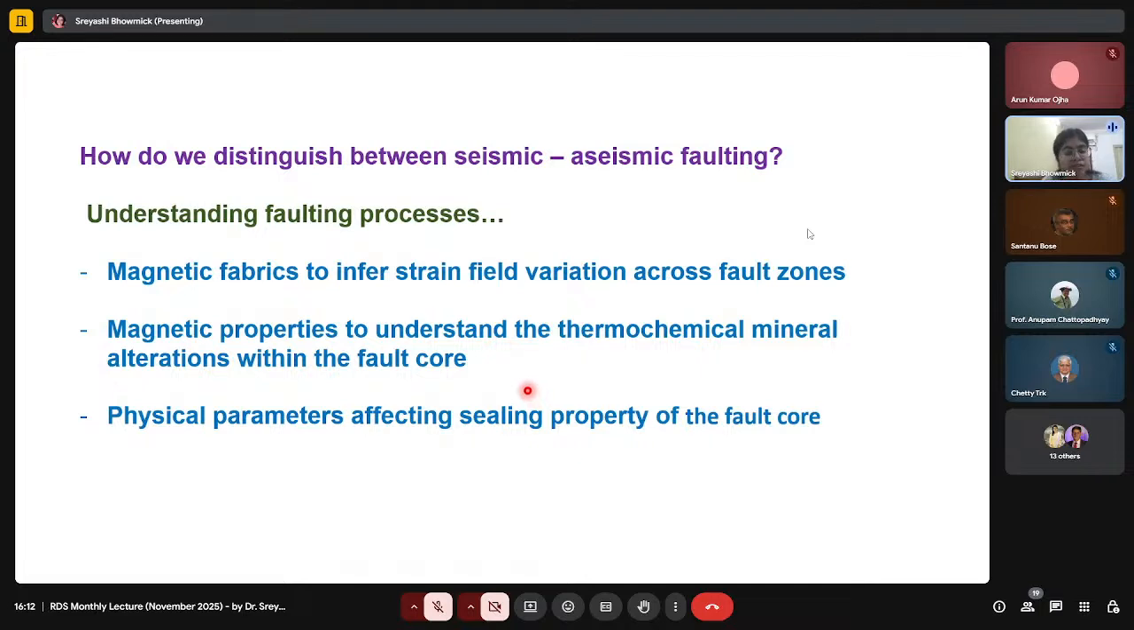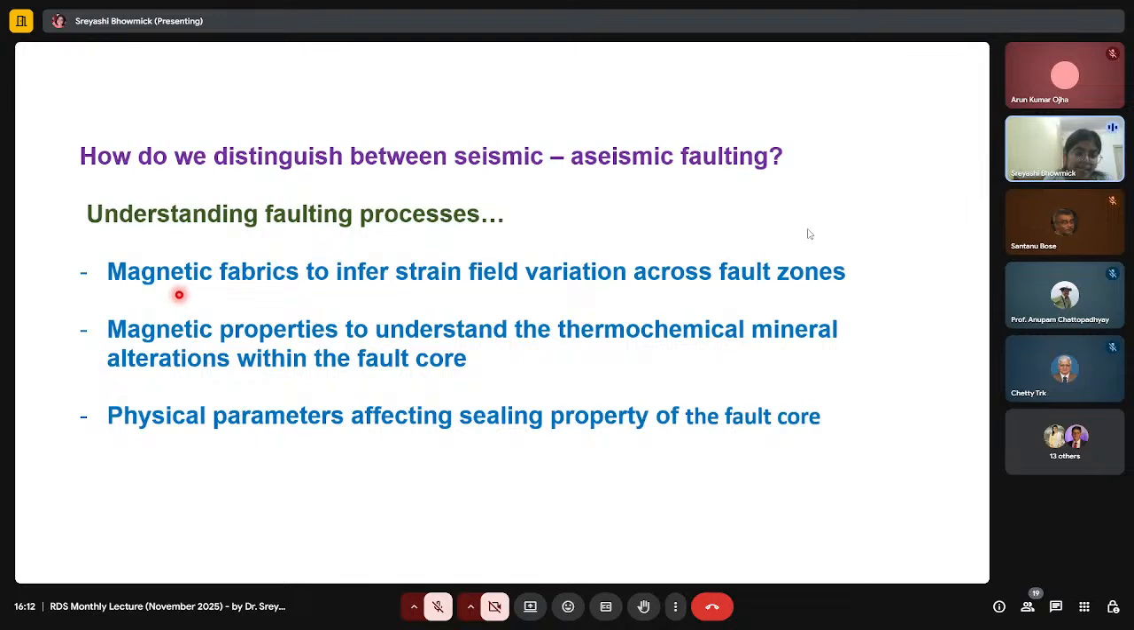Now, why is it important for us to know about this? First of all, this transition can directly impact the strain field. In addition to this, it also impacts the intensity and the recurrence pattern of the upcoming earthquake. So it is very important for earthquake forecasting. Especially in rocks which are devoid of strain markers, it becomes very difficult to monitor this transition. And so we need to understand the faulting process in the best possible way.